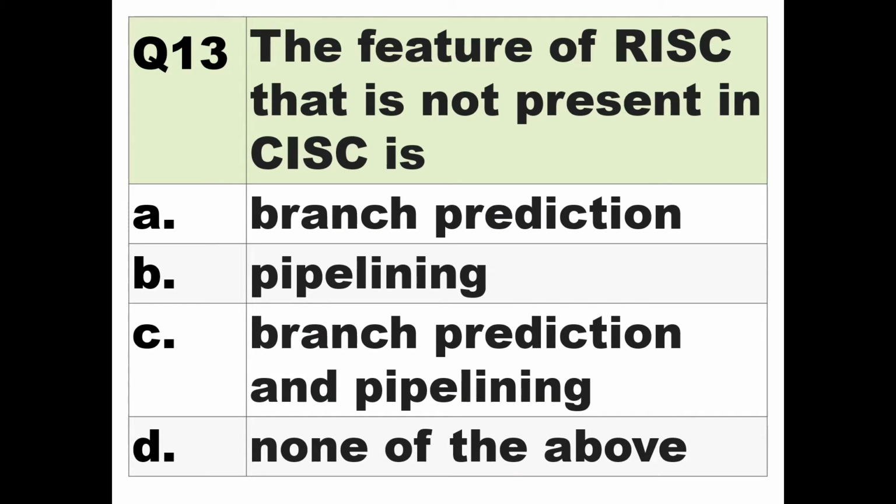The feature of RISC which is not present in CISC. The options here are branch prediction, pipelining, option C is branch prediction and pipelining, and option D is none of the above. So it is both. You're going to predict where you're going to branch, and pipelining for the faster execution. So branch prediction and pipelining, both the features are there in RISC that are not present in CISC. Clear?